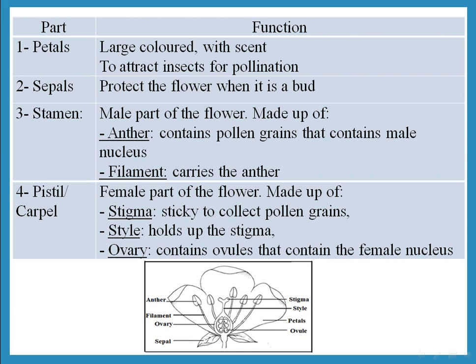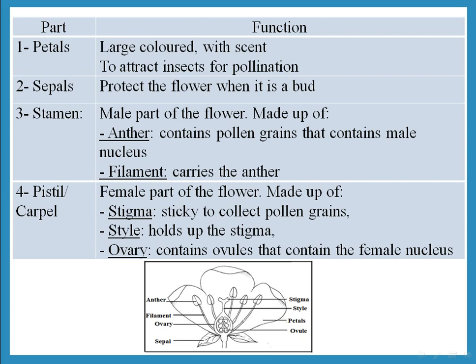Now, can you see where the sepal is? The sepal is that leaf-like structure at the bottom of the flower. This is actually a part that protects the flower when it is a bud. A bud means when the flower is just starting to grow, then the sepals surround it and protect it. And then once the flower opens up, then the sepals just remain at the bottom of the flower. So the function of the sepals is to protect the flower when it is a bud.